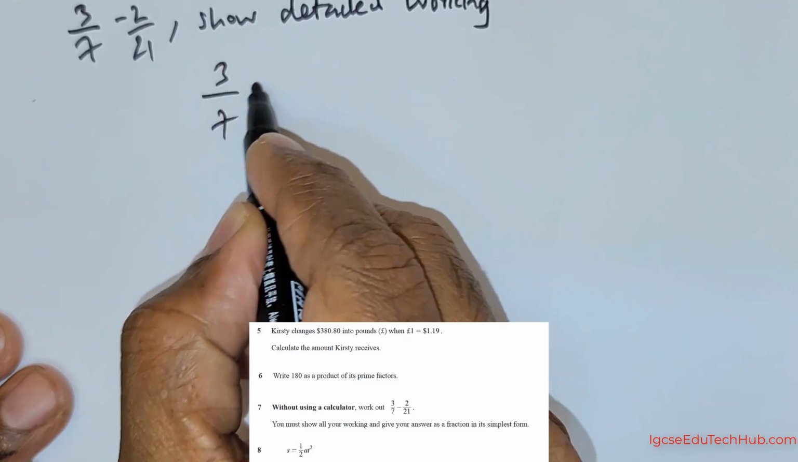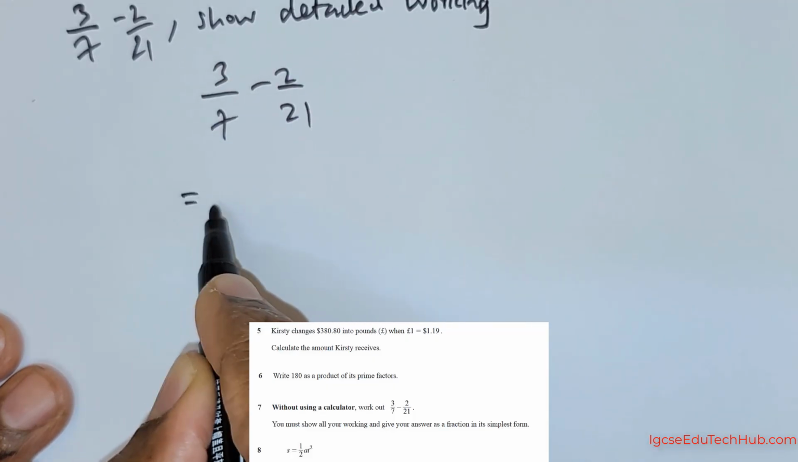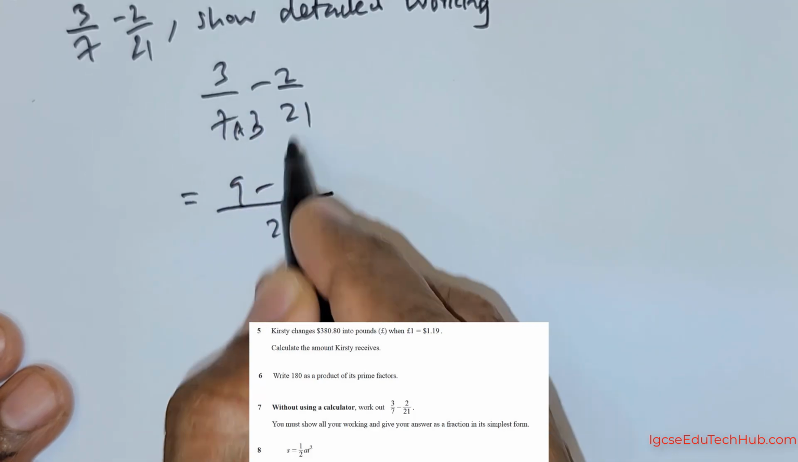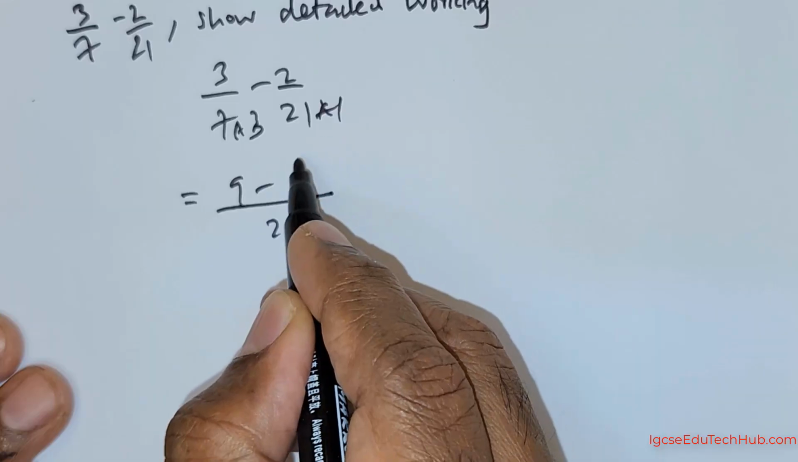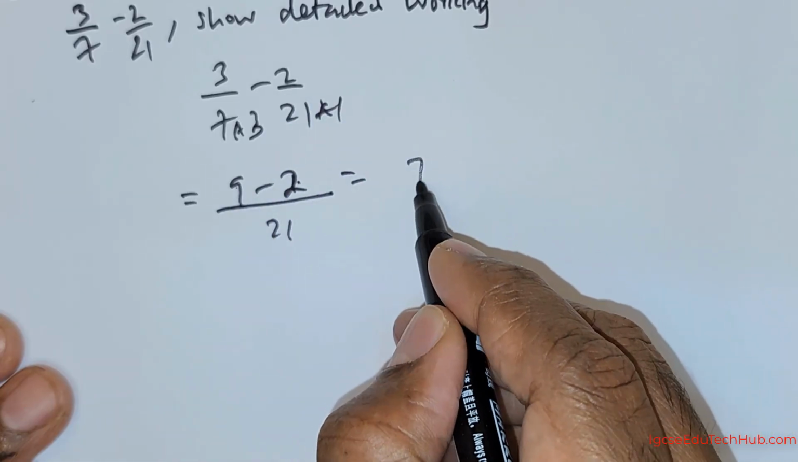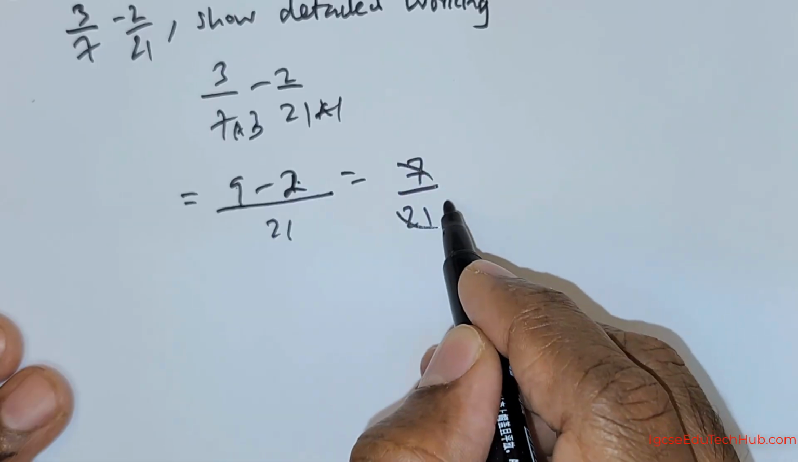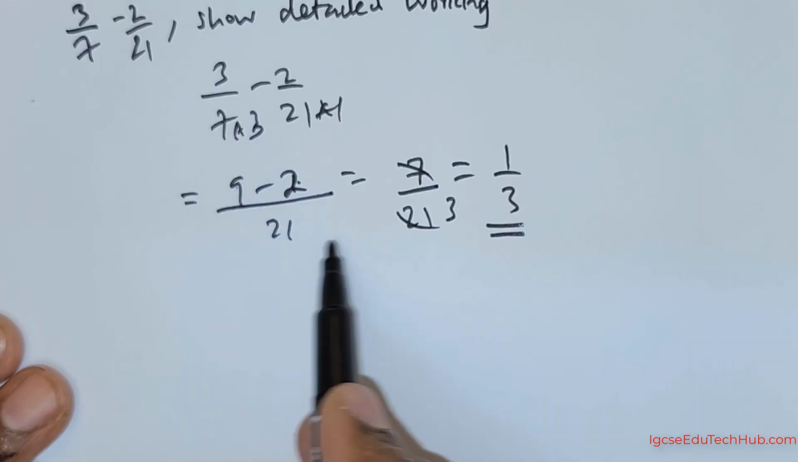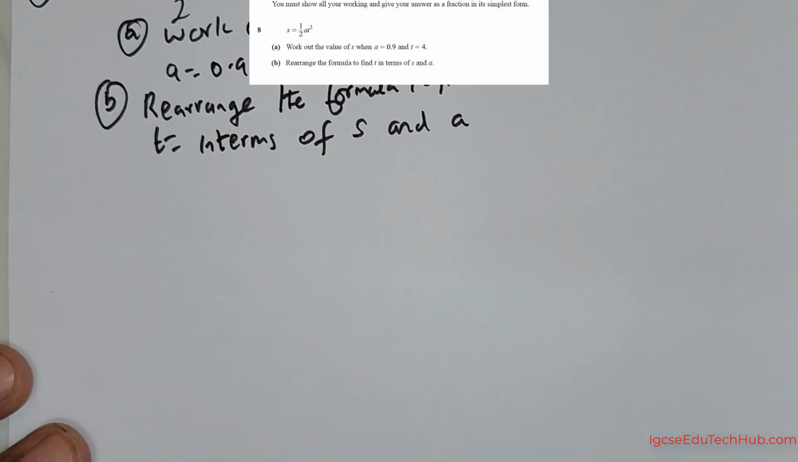Students, you have 3 over 7 minus 2 over 21. The LCM is 21. 7 divides 21 3 times. 3 times 3 is 9. 21 divides 21 once. So 2 times 1 will give you 2. From 9 you take away 2, you get 7. 7 over 21. 7 divides 21 3 times. So 1 over 3 is the answer. You have to show all of this for this question.